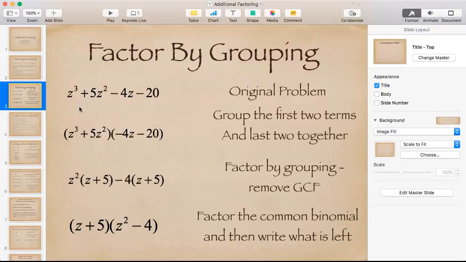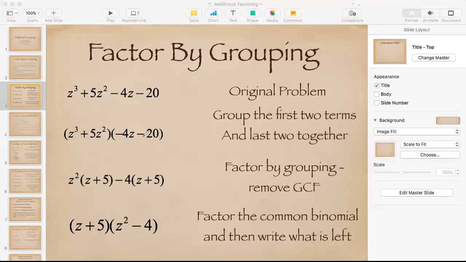So factoring by grouping, notice I have 4 terms. I'm going to group the first 2 terms together by using a set of parentheses and the second 2 terms together by using a set of parentheses. Then I'm going to look in each of the 2 binomials and I'm going to say, is there anything in common between the x to the third plus 5z to the second? And is there anything in common between a negative 4z minus 20?